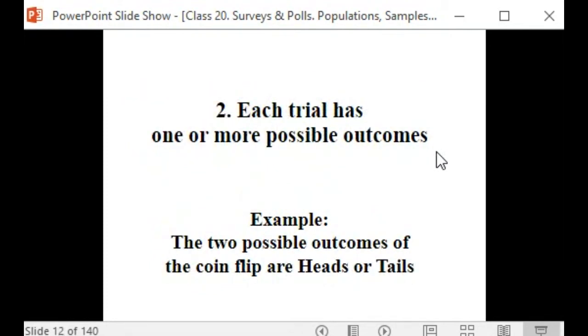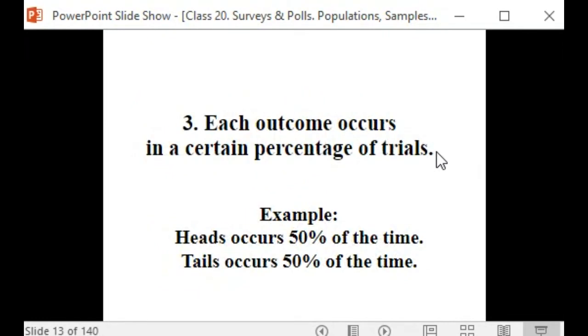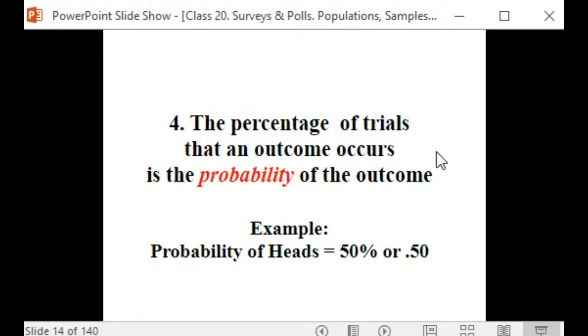Each trial results in one or more possible outcomes, and each outcome occurs in a certain percentage of the trials. The percentage of trials that an outcome occurs is the probability of the outcome.